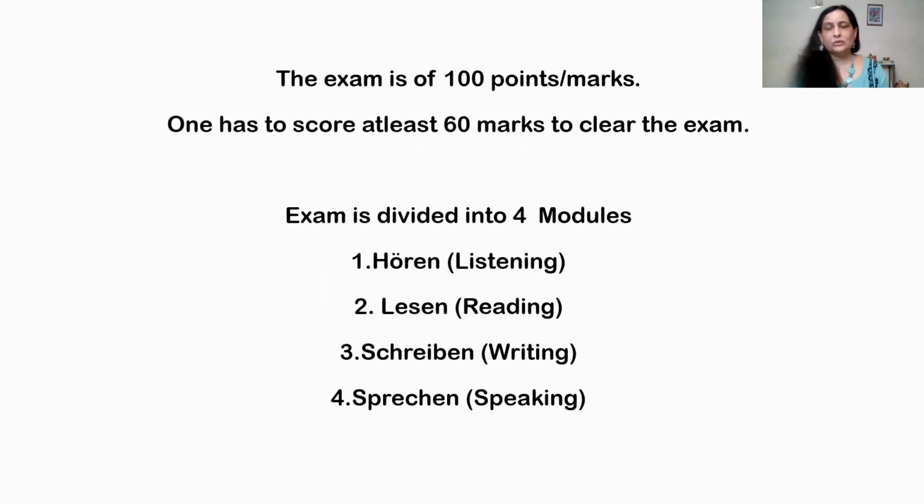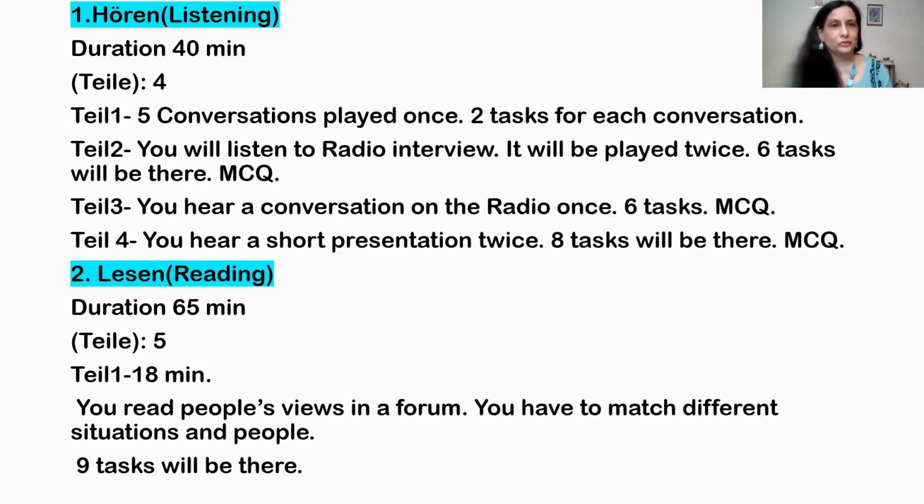This exam is of 100 points or marks, and one has to score at least 60 marks to clear the exam. This means you have to score 60% marks to clear the exam. This exam is divided into 4 modules. First one is Hören, it is listening. Second is Lesen, is reading. Third one is Schreiben, is writing. And fourth is Sprechen, that is speaking. Now you must be aware there are 4 modules in this Goethe exam. Now we'll see one by one all these modules.